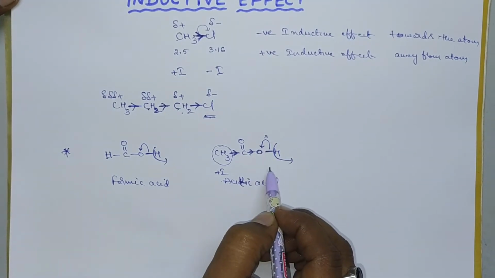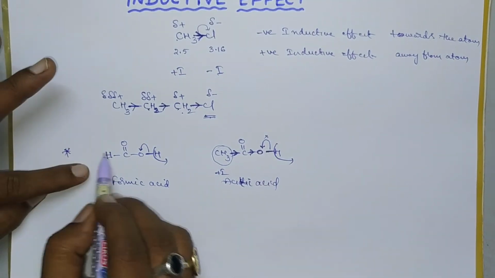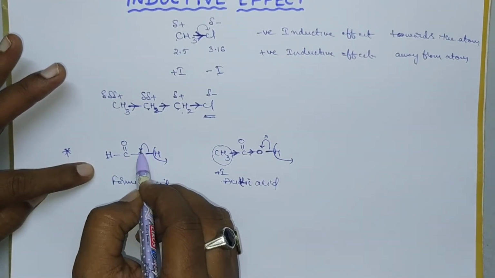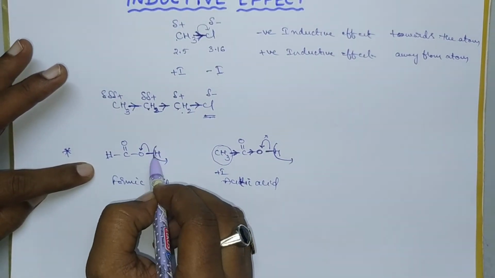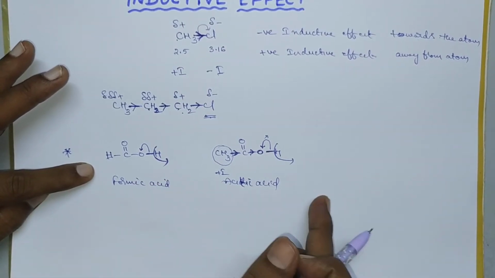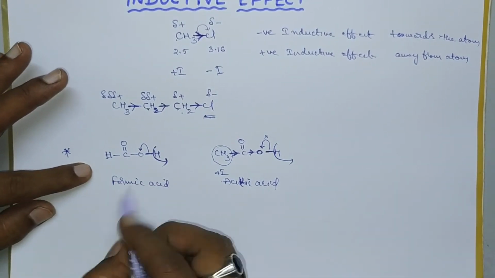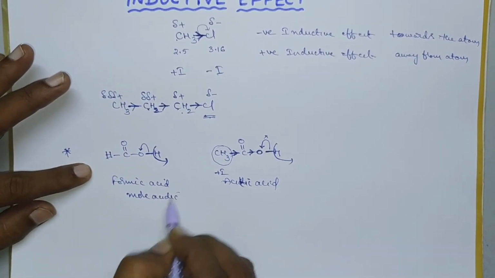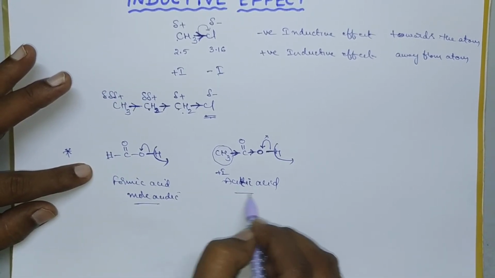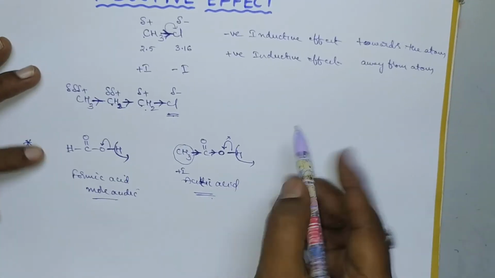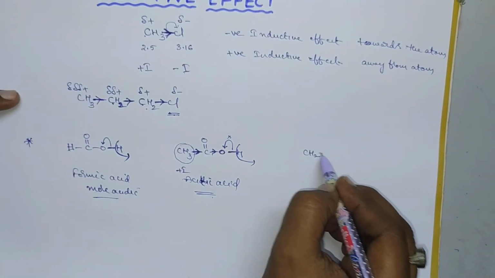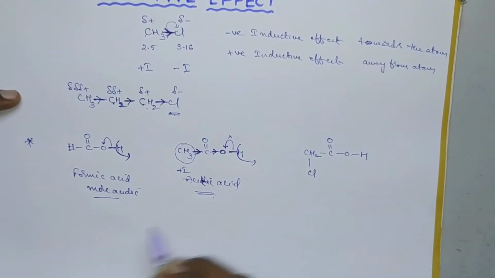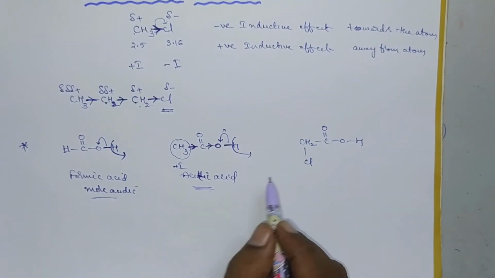So here there is no such plus effect group. So necessarily it should accept the bonded electrons towards the oxygen and have a tendency of donating H plus ion more easily. Okay, so that's why formic acid is more acidic than acetic acid. Okay, clear? Suppose you take CH2COOH, substituted by any halogen, that is chloroacetic acid.